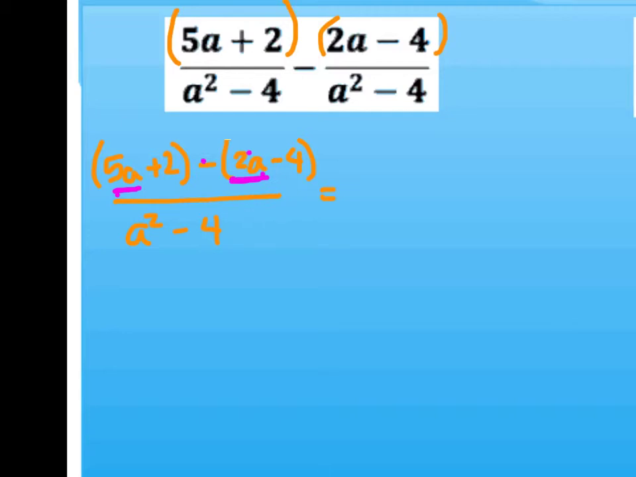We're going to say 5a minus 2a is equal to 3a. As well, I'm also going to now look at 2 and the -4. So we have 2 minus a -4, that's like 2 plus a negative, or 2 plus 4, which is equal to plus 6. And all of this is over a squared minus 4. After that, we've essentially combined like terms.